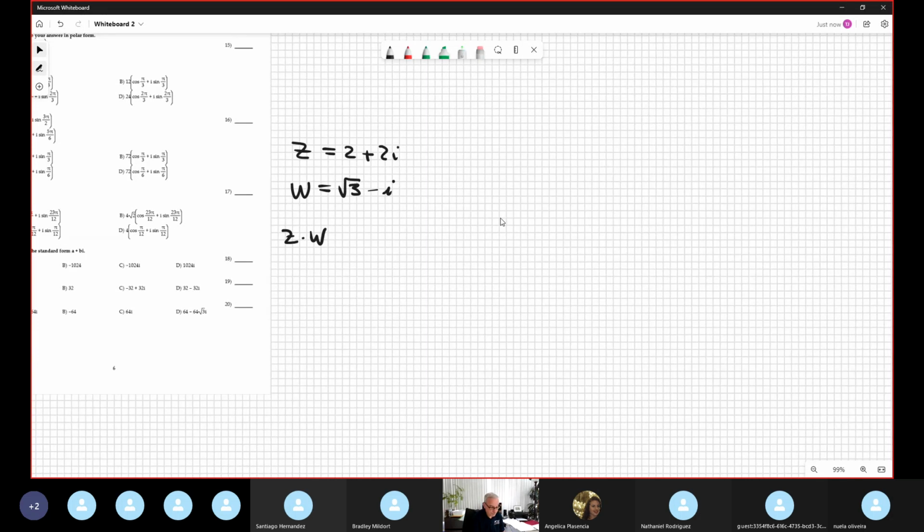So the first job is to transform this complex number into polar form. And remember, the R, what's the formula? The R is the square root of 2 squared plus 2 squared. Okay, this is the formula. 2 squared is 4, 4 plus 4 is 8. And the square root of 8 simplifies to radical 2 times 2.